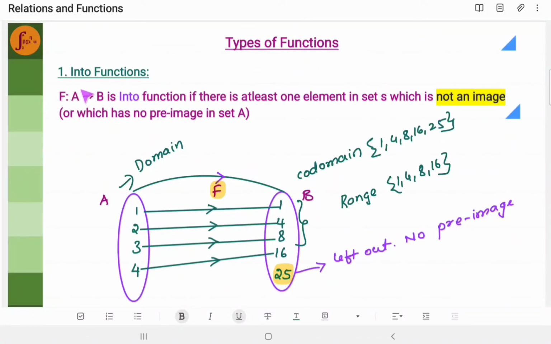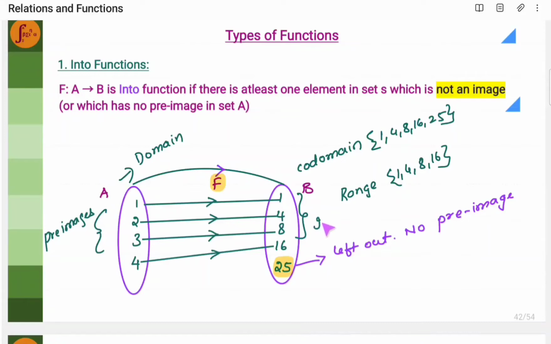There are multiple types of functions. So the first one is into function. What is an into function? Now look at this particular diagram. There is one element in set B which is not mapped to any element in set A. This is left out. No pre-image. These are pre-images and these are images. There is one element for which there is no pre-image, or no mapping to any element in set A. So that's why this becomes an into function.